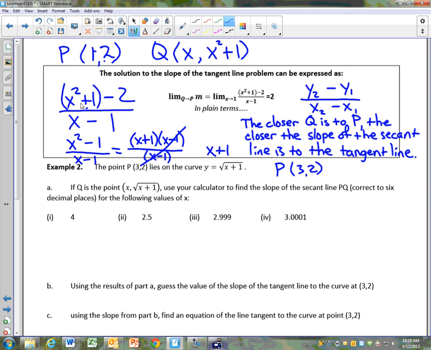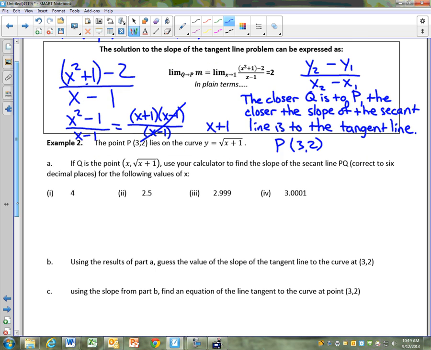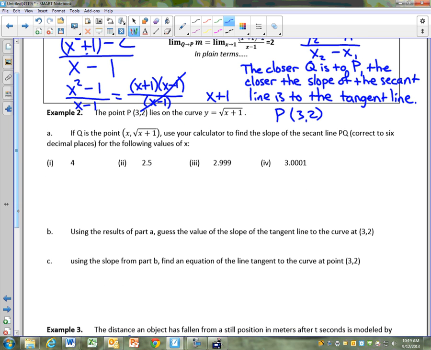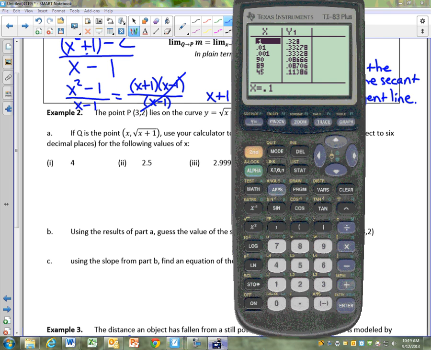So let's go back to the question. We set it all up. If Q is the point, which we've established, use your calculator to find the slope of the secant line PQ, correct to 6 decimal places for the following values of x. So instead of plugging in 4 to the function, writing them down, using your slope formula, they're all plugged in here right now. So what do I have to plug in? 4. If I plug in 4, I get 0.23607.